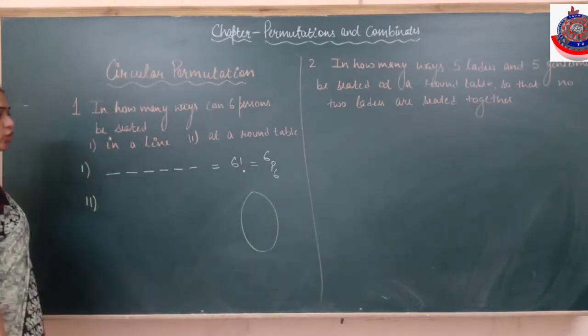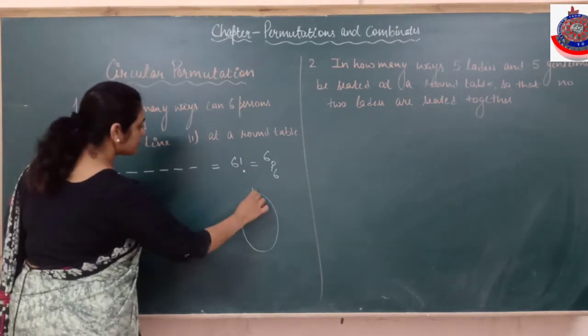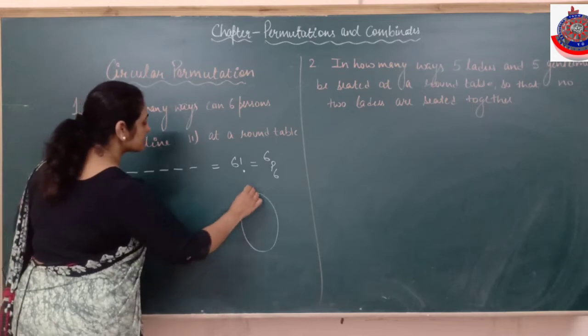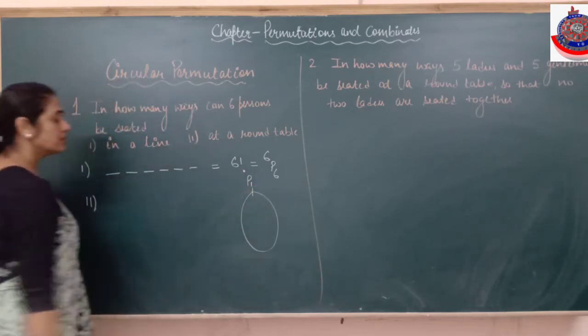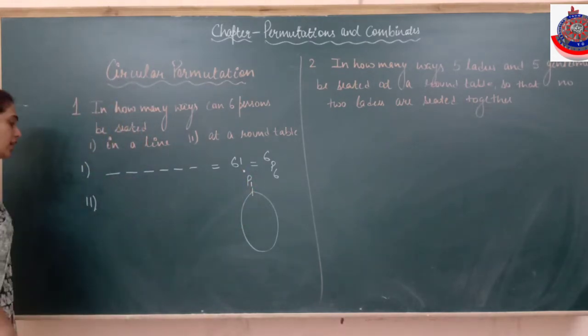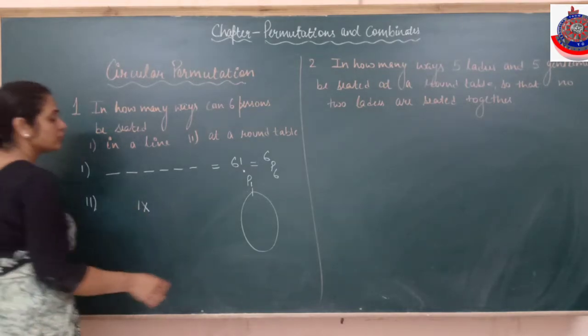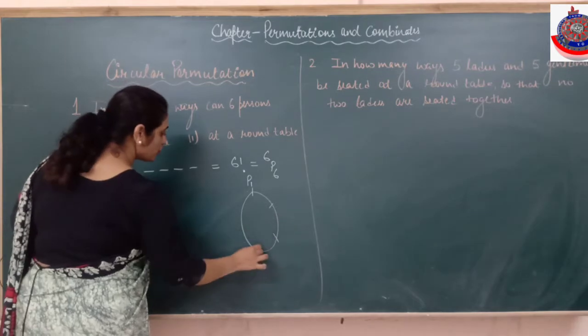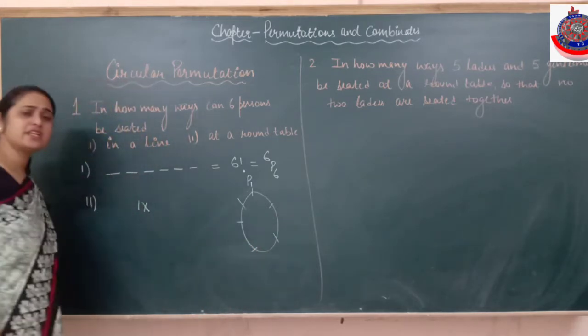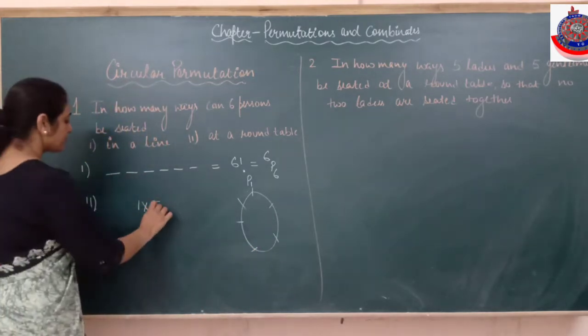So I told you we have a formula also, but for a round table we have to fix one person. So that means the person 1 has been fixed here. So the way to arrange this is only 1. Now the remaining 1, 2, 3, 4, 5, they can sit on any seat. Is it clear? That will be 5 factorial.